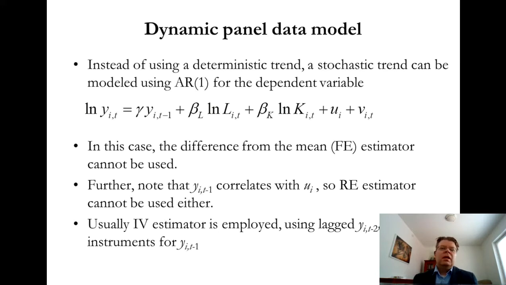And in the case of panel data, we have, of course, the possibility to use these lagged values as the instrument. So if we take the one period lag for this autoregressive part, then we have two period lags. So y_i,t-2 and perhaps y_i,t-3 and so on could be potentially useful instruments for y_i,t-1. So these are commonly referred to as the Arellano-Bond instruments, referring to the authors who proposed using them.